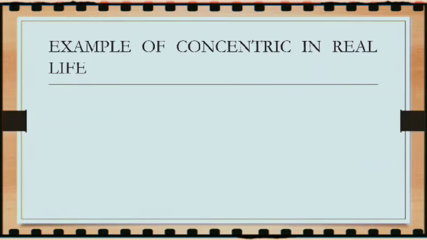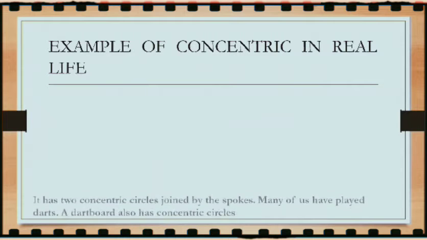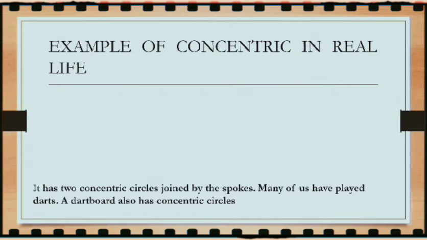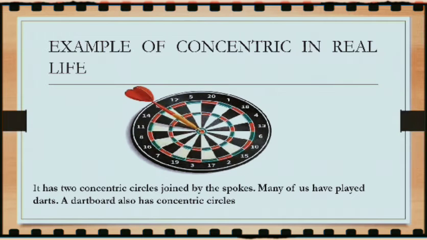Examples of concentric circles in real life: a dartboard. A dartboard is like this. It has concentric circles. It has the same center and it has concentric circles joined by the spokes. And I have some notes for you to not forget the topic.